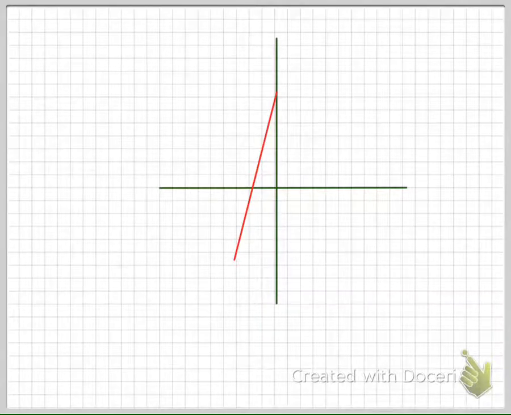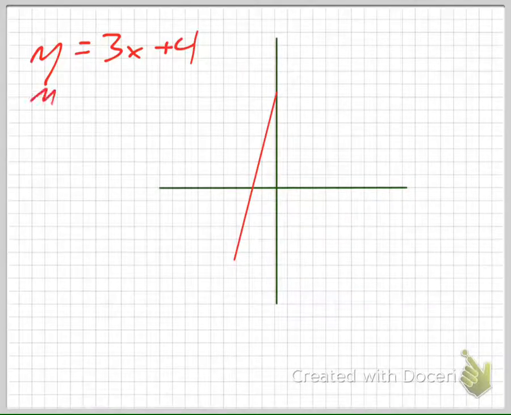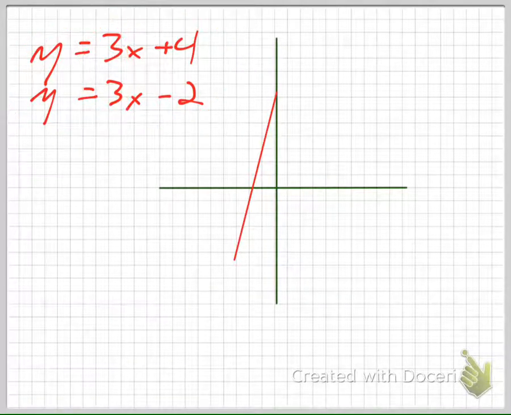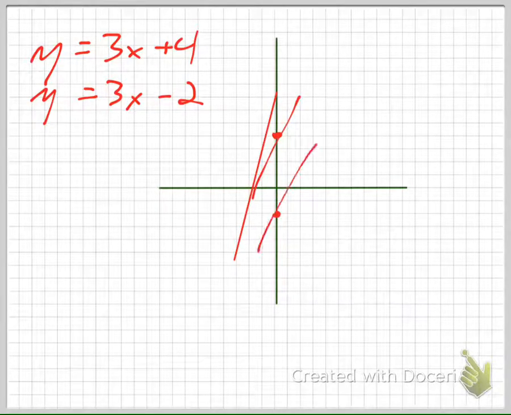In other words, if I gave you y equals 3x plus 4, and y equals 3x minus 2, what can you tell me about those two lines? They're parallel. How do you know they're parallel? They have the same slope, right? One of these lines is going to cross right here, and the other one is going to cross down here, and there are 3 slopes, so it will be something like that. Does that make sense? Okay.